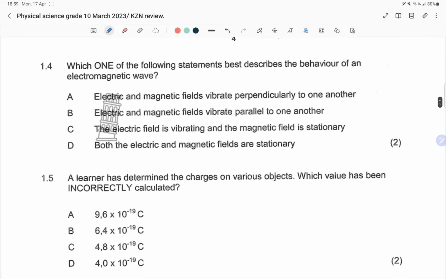Next question says, which one of the following statements best describes the behavior of an electromagnetic wave? So what do you know about electromagnetic waves? Well, electromagnetic waves, they're basically some form of radiation, okay? So radiation, if we're starting from the smallest to the greatest. Remember, you've got 7 types of electromagnetic waves that you need to know.